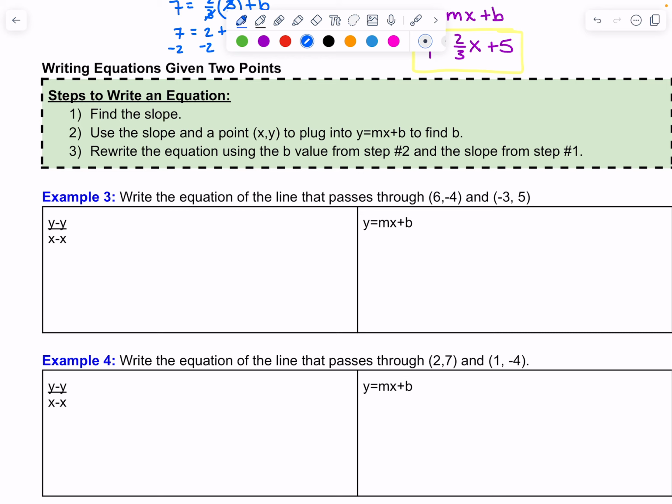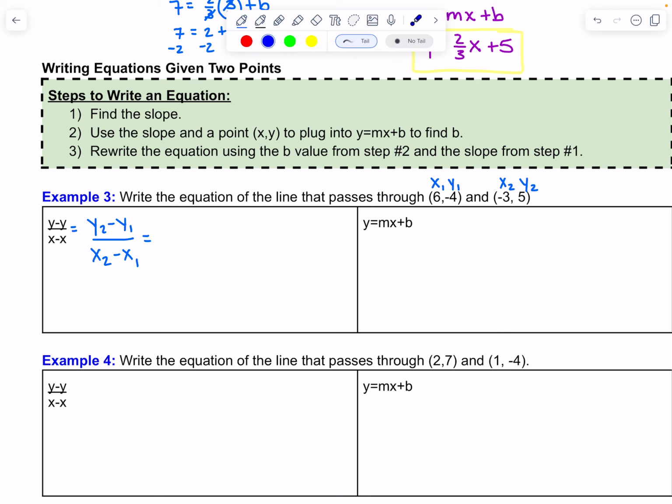Example 3 says write the equation of the line that passes through 6, -4, and -3, 5. So 6, -4 is going to be my x1, y1, and -3, 5 is going to be the x2, y2. And remember, with our formula, I'm just going to rewrite it as y2 minus y1 over x2 minus x1.